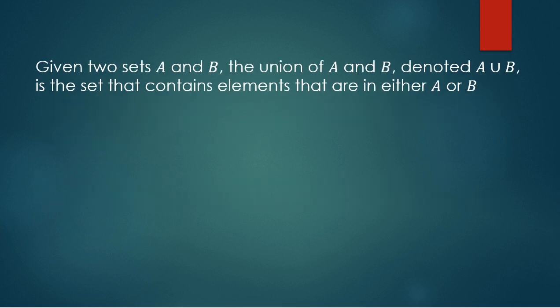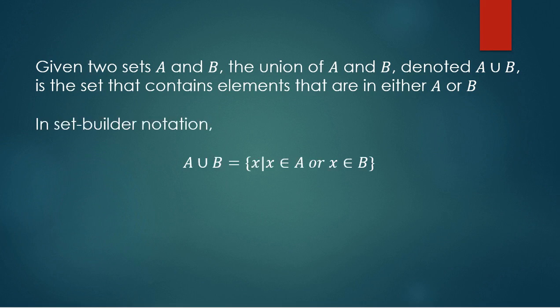Given two sets A and B, the union of A and B, which is denoted by A, and then almost like a capital U, and then B, is the set that contains elements that are in either A or in B. It can be in both, but as long as it's in one of the two sets, then it lies in the union of the two sets. In set builder notation, it is the set of all X, such that X is in A or X is in B.